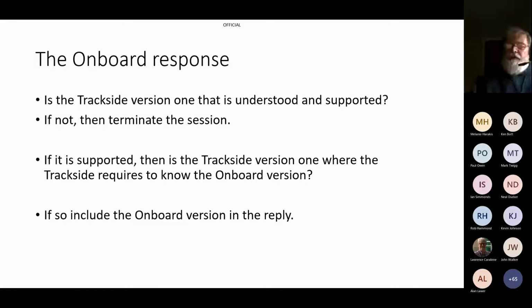But what happens when we start having different versions in the onboard and in the trackside? They're going to do things slightly differently. And this is where chapter 6 of subset 26 begins to come in and modifies the behavior of the onboard or the trackside.